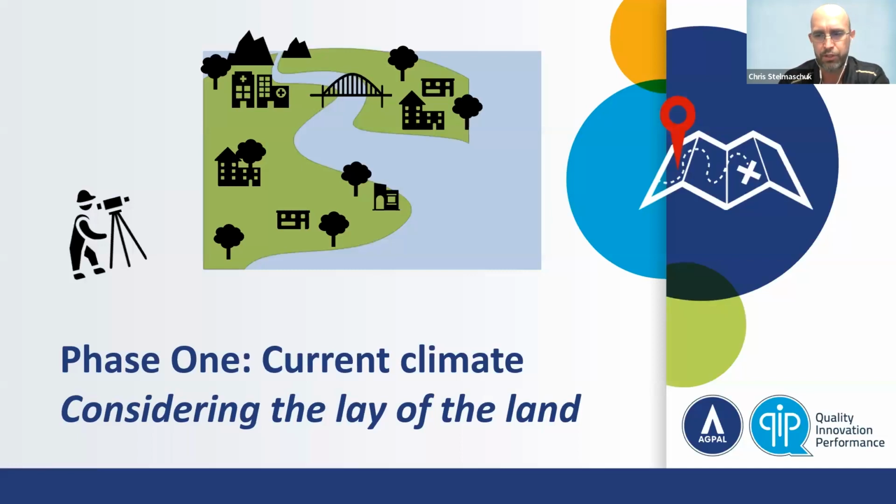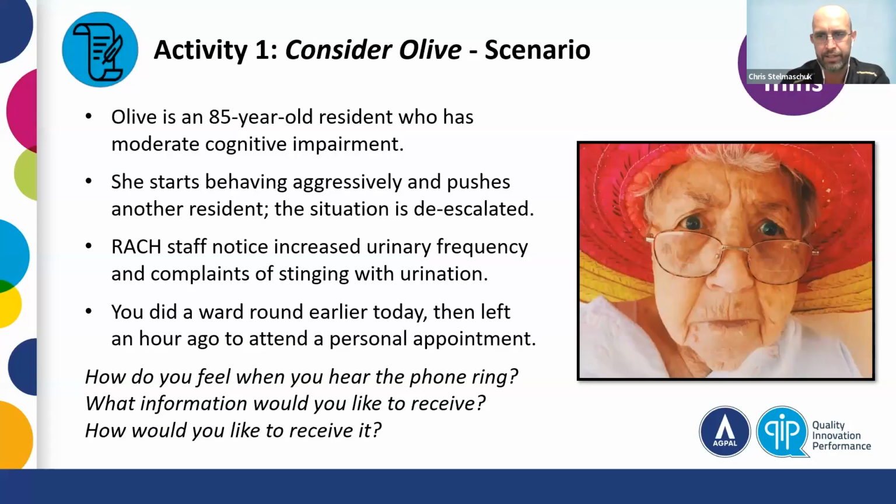So I guess the first thing we're going to look at is the current lay of the land. What's the climate like? I think a lot of us are looking at this scenario, which is a very common thing. So we've got Olive, who's an 85-year-old resident who has a moderate cognitive impairment. She starts behaving a bit aggressively and pushes another resident, but the situation has de-escalated.